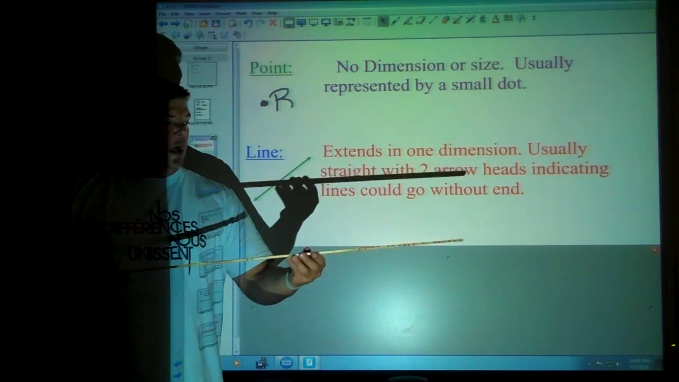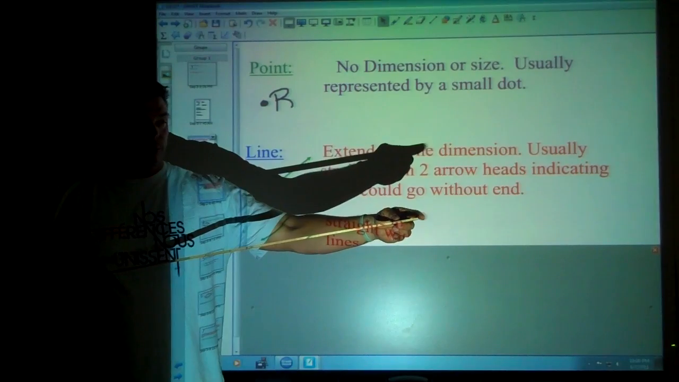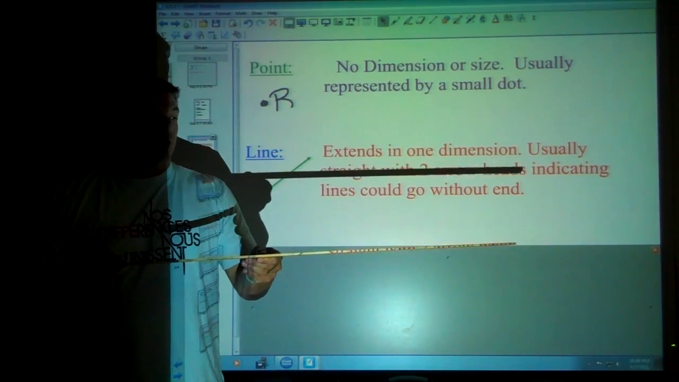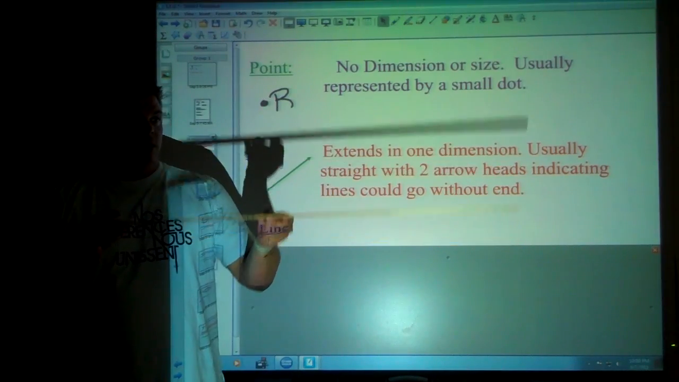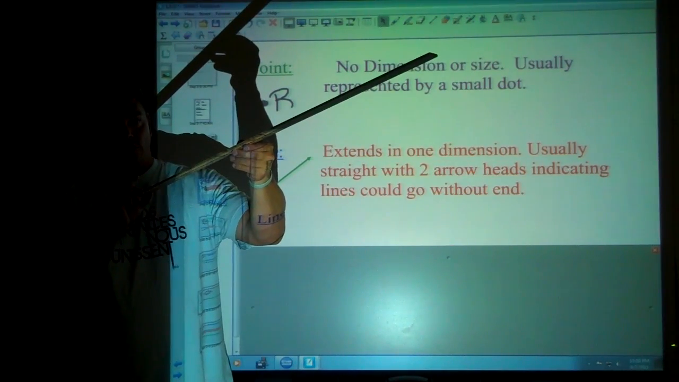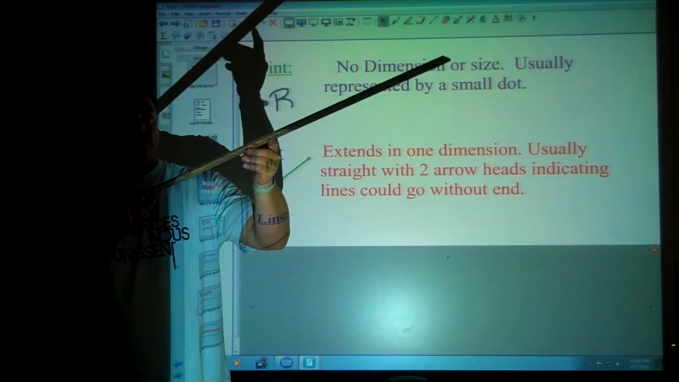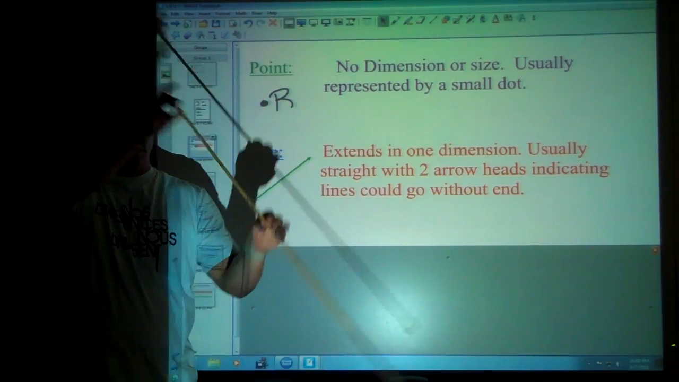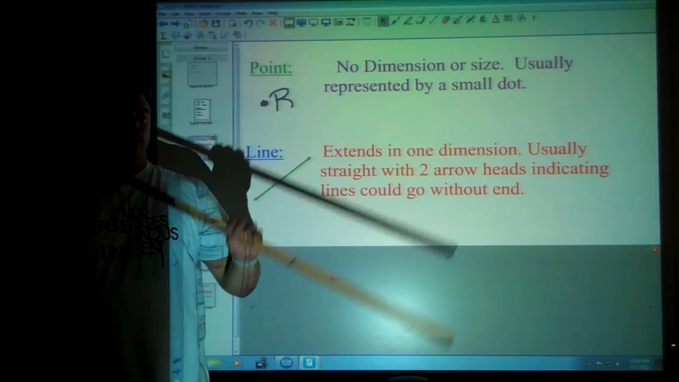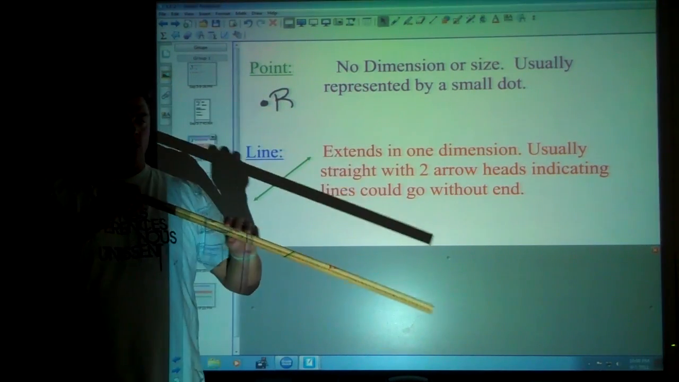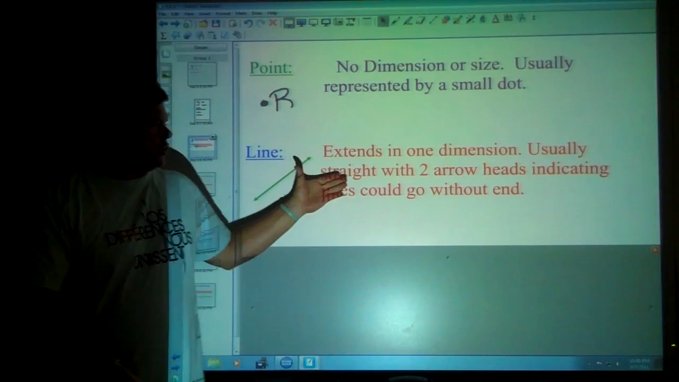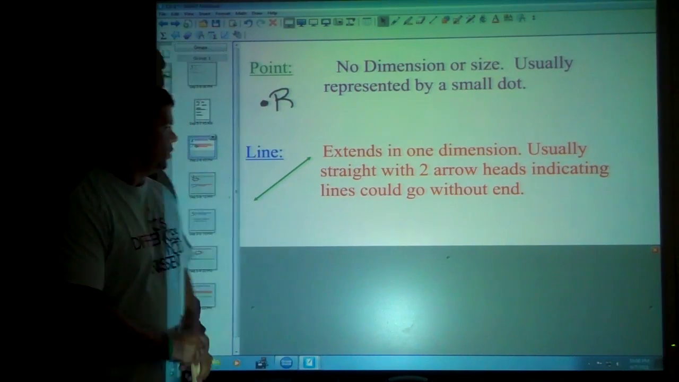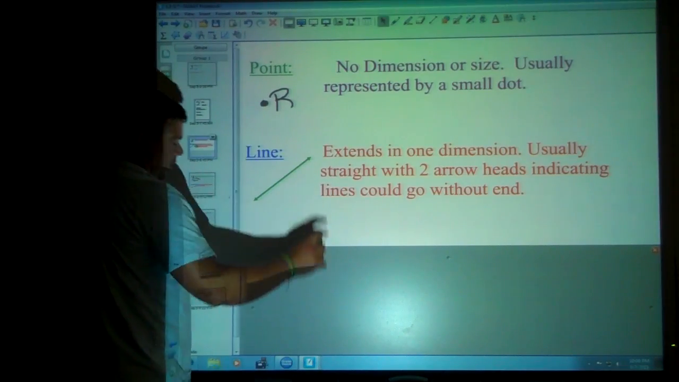This is very similar to a line with the idea that it must continue from this point on and from here on forever. Now, this doesn't have to be just here. That's also going in both directions forever, and it's in one plane, or one, in this case, dimension. This also. All of these are examples of a line going in one dimension as long as it goes on forever. So it's usually straight with two arrowheads indicating the lines could go without end. So you'll notice that you have an arrowhead here and an arrowhead here.